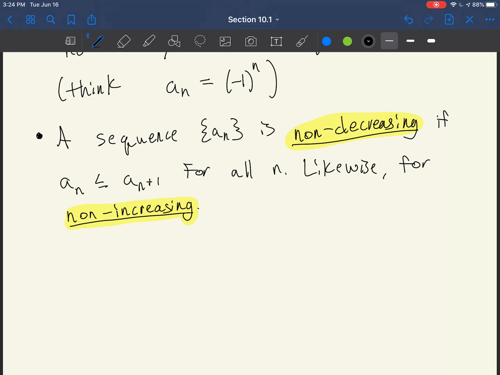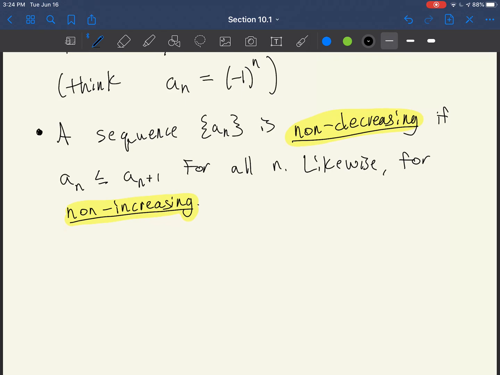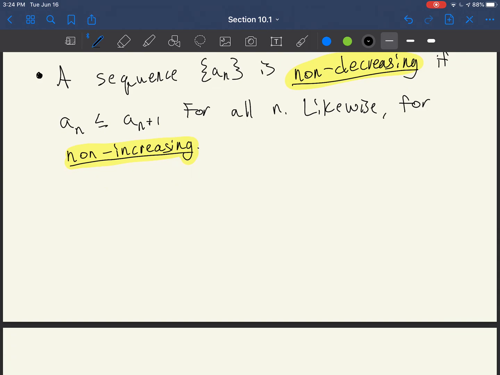So sine x is not non-decreasing or non-increasing because it goes up to 1, then down to negative 1, then back up to 1. So at some point it increases and at some point it decreases. Such sequences are called monotonic.